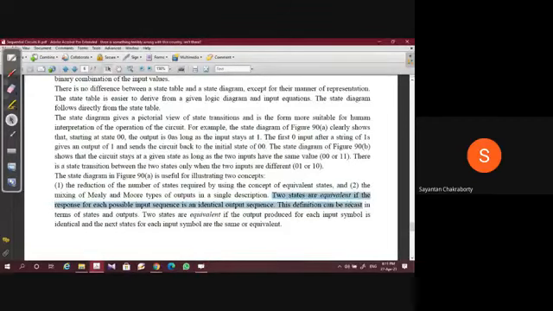The two states are equivalent if the response for each possible input sequence is an identical output sequence. That is, for all the possible input sequences, if we apply them to two different states and the corresponding output sequence is also identical, then these two states can be considered to be equivalent states. Again, this definition can be recast to say that two states are equivalent if the output produced for each input symbol is identical and the next states for each input symbol are the same or equivalent. That is, for each input, the output is identical and the next state is also identical. So let us see how this can be proved.